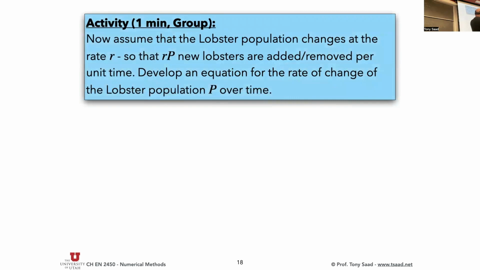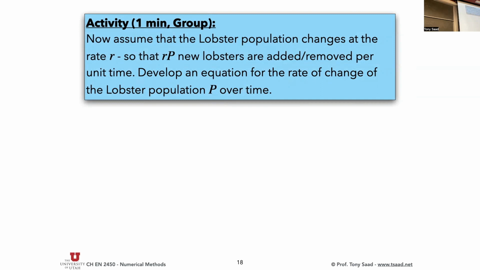Now assume that the lobster population changes at the rate R, so that R times P new lobsters are born per unit time. Why R times P? Because if lobsters on average make 1.1 babies per unit time, if you had 2 lobsters, you're going to make 1.1 babies. If you had 4 lobsters, you're going to make 2.2. If you had 6 lobsters, you're going to make 3.3, right? So that's why we multiply R, that intrinsic population growth, by P, the current population.